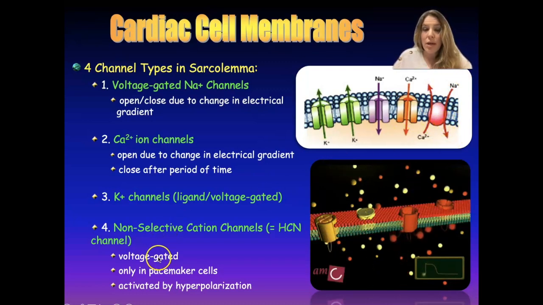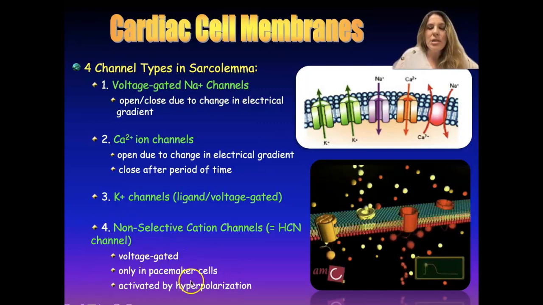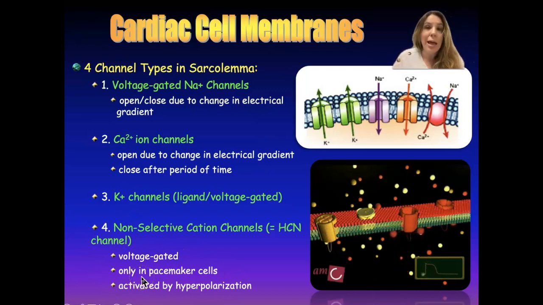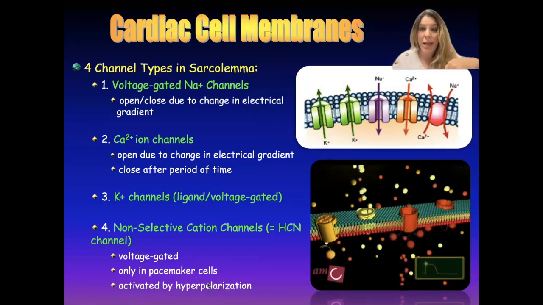HCN channels are also voltage gated, so they're going to open or close in response to the voltage. And as you're going to see in a minute, they're only found in one type of cardiac cells, those being the pacemaker cells that set the rhythm for the heart. And the voltage that these are going to be activated by, when they're going to actually open, is when the cell is in what we call hyperpolarization, which you will recall means it's gone really negative, all the way back to its resting potential of negative 60 millivolts.